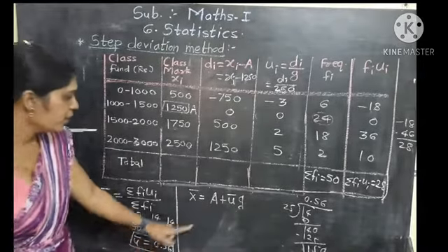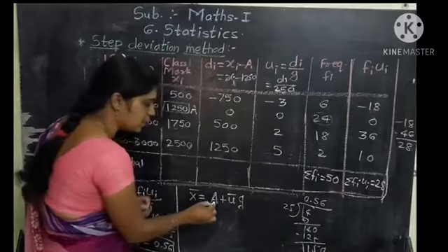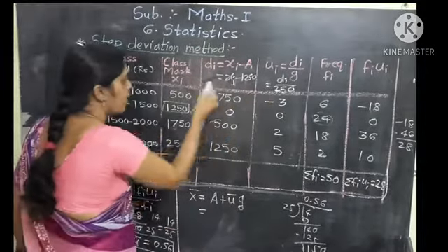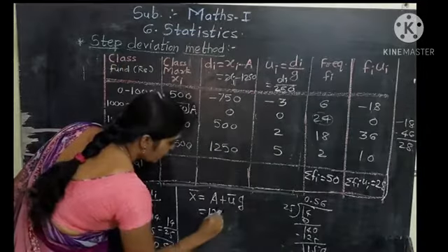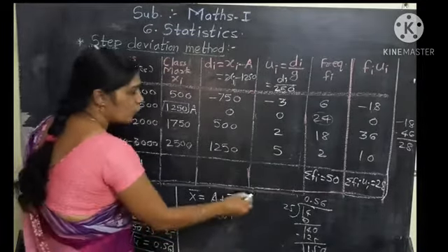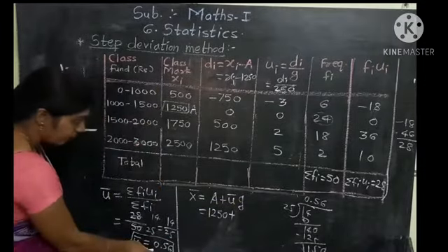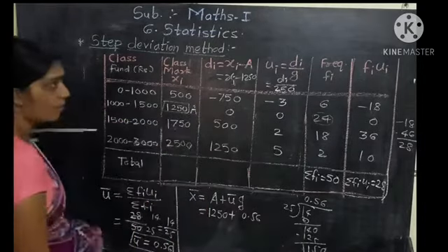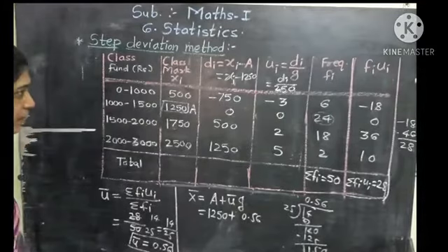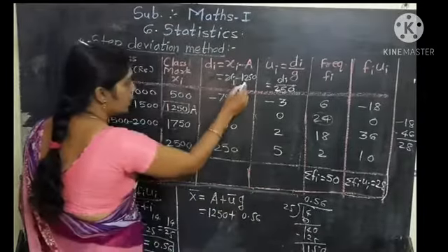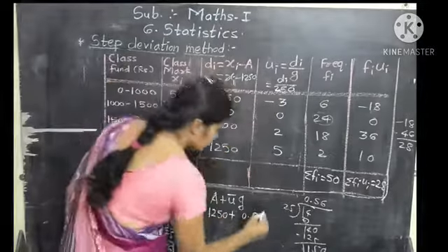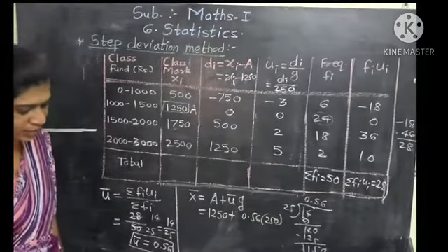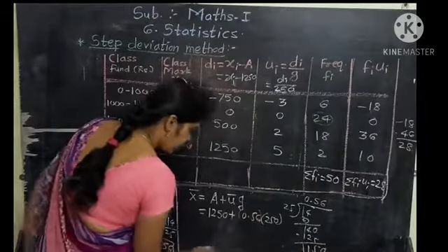What is the value of u bar here? 0.56. Okay. Now, what is the formula of mean? x bar is equal to a plus u bar into g. What is the value of a? 1250 plus. What is the value of u bar? 0.56, into g. What is the value of g? 250. Okay.